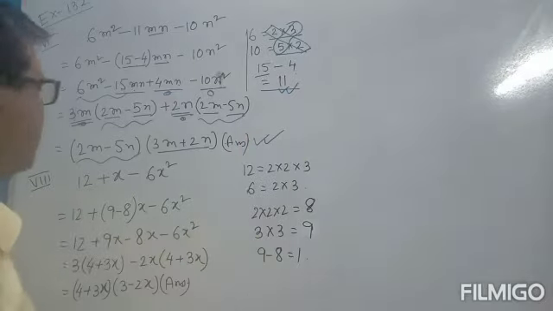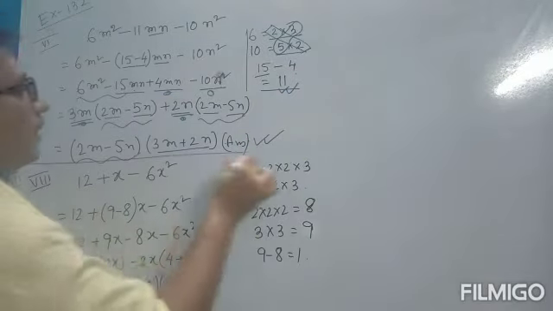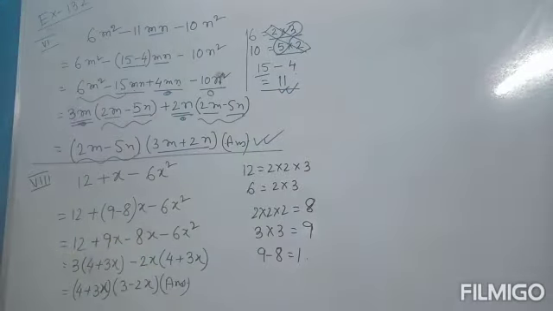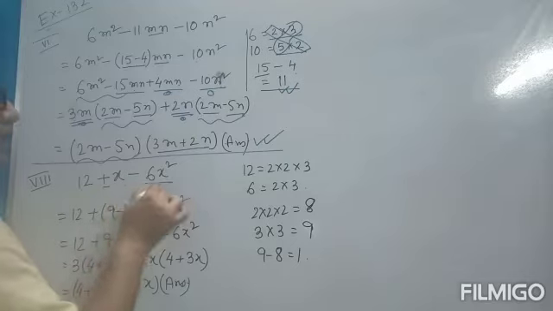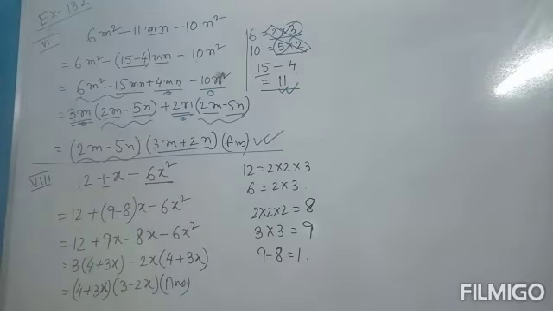Clear up to this? Next, again we start another problem here. The problem is question number 8. 12 plus x minus 6x square. Here you see that the variables here, x square has coefficient, power of x is 1, and this is the constant, in reverse way.